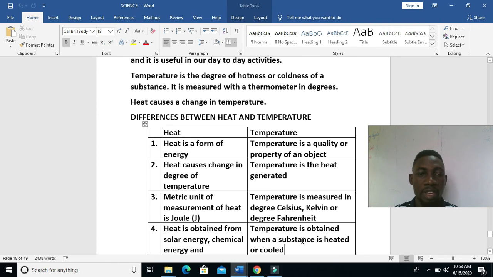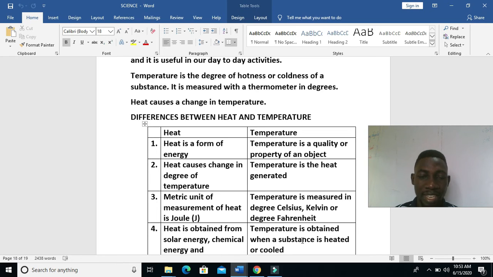Number three, the unit of measurement for heat is joule. That's the basic unit for measurement of heat. Of course, you have other units like kilojoule, but the basic one is joule. While the unit for measurement of temperature, you have Celsius, degrees Celsius. We consider that in mathematics. We have Kelvin, we didn't talk about that. And we have degree Fahrenheit. Don't forget, degree Celsius, Kelvin, and degree Fahrenheit.